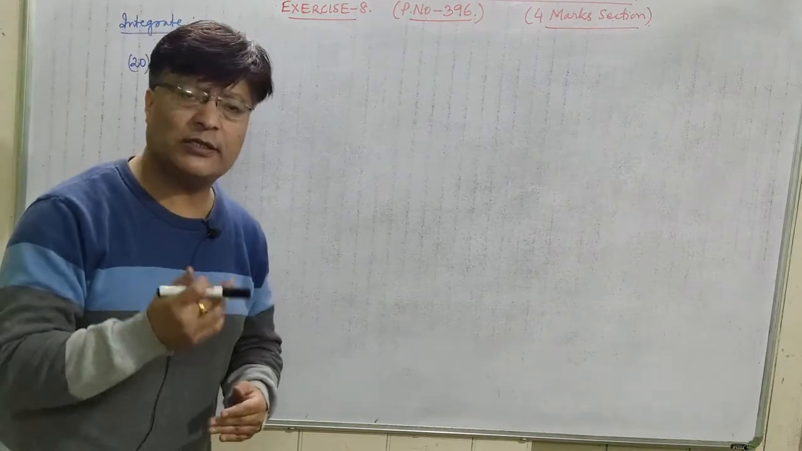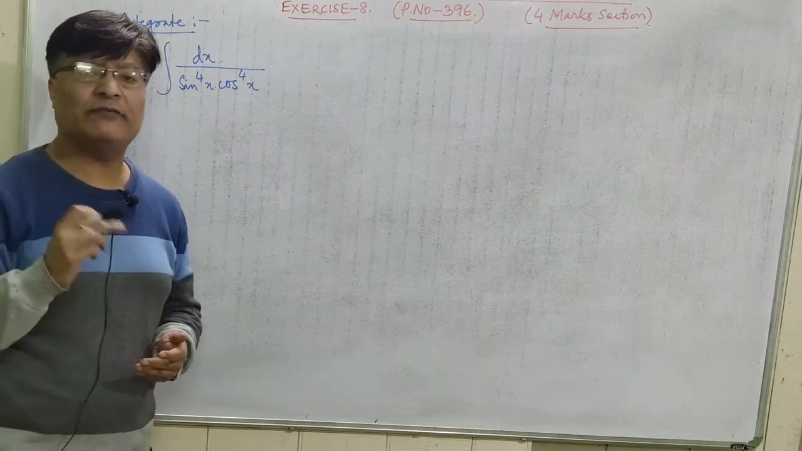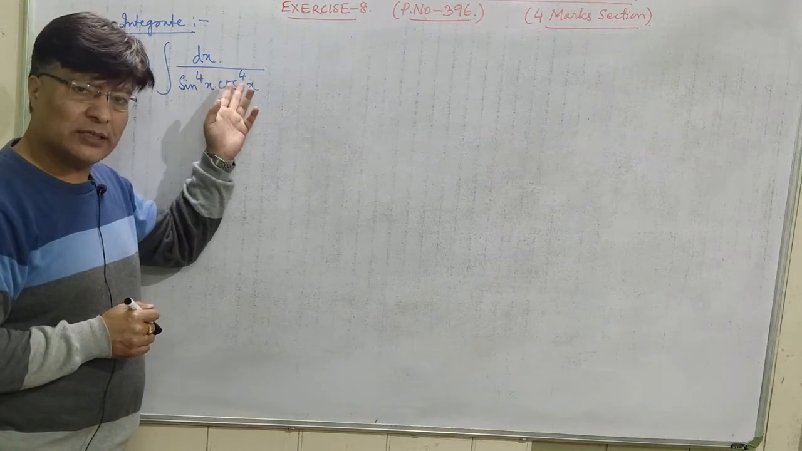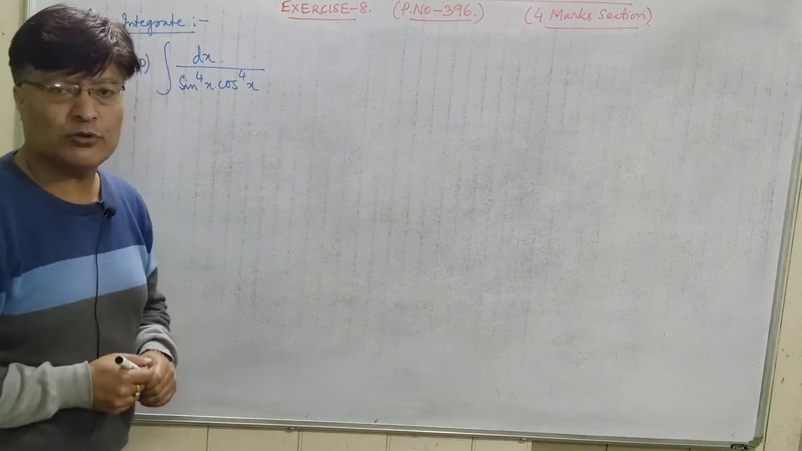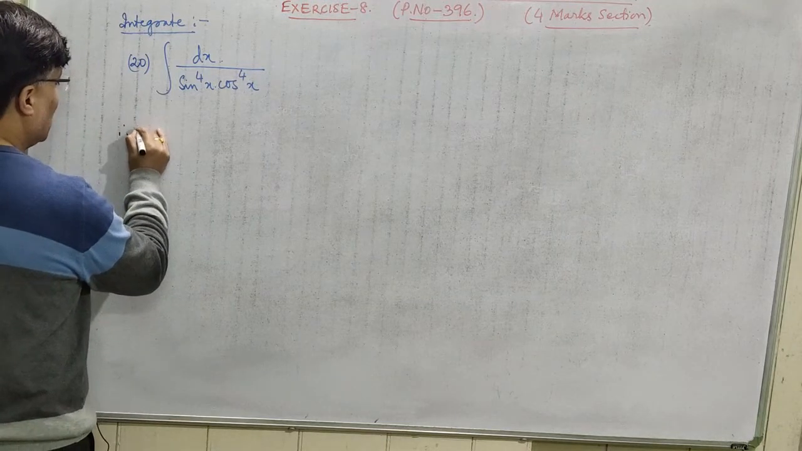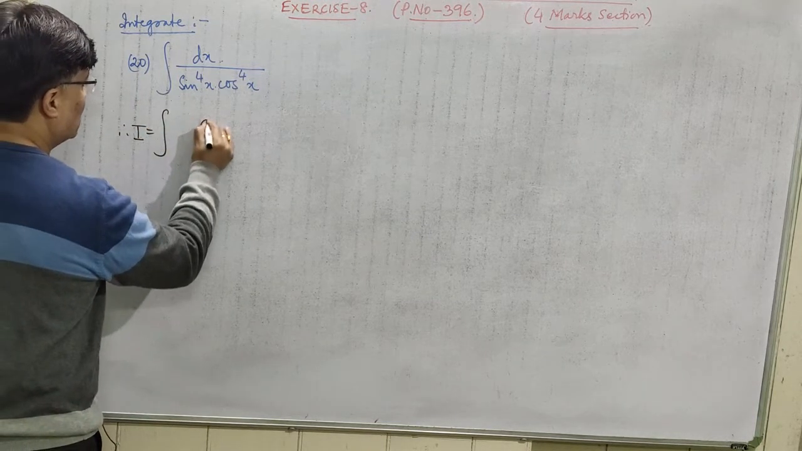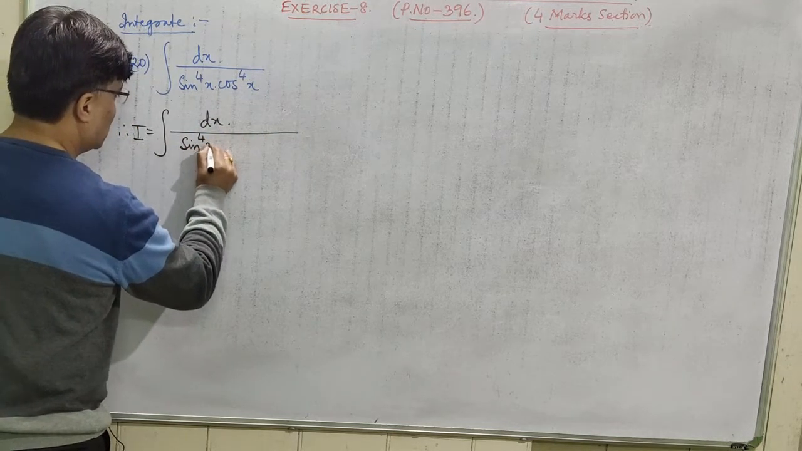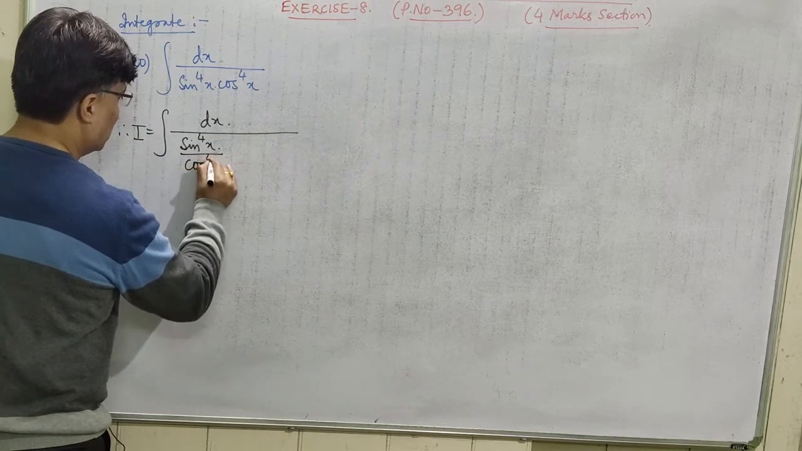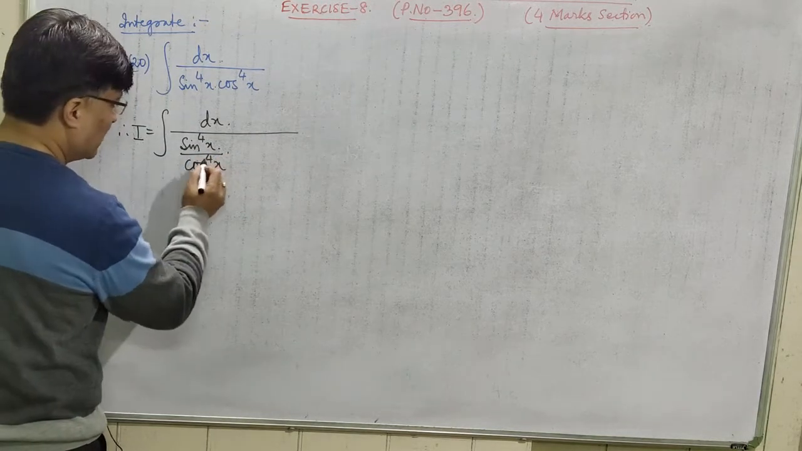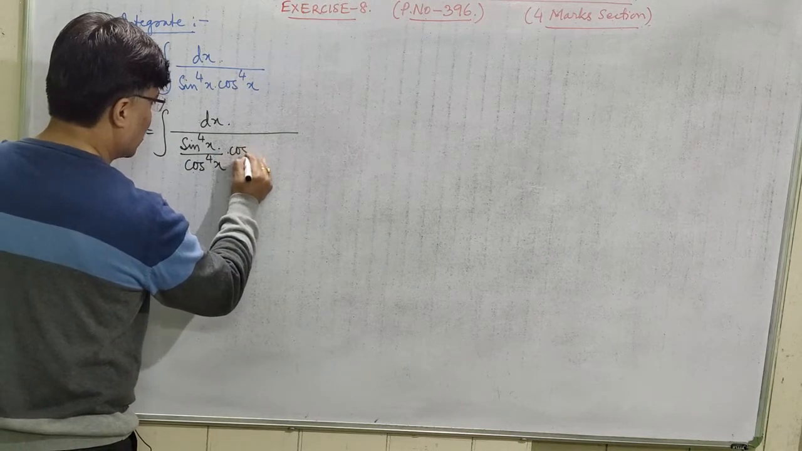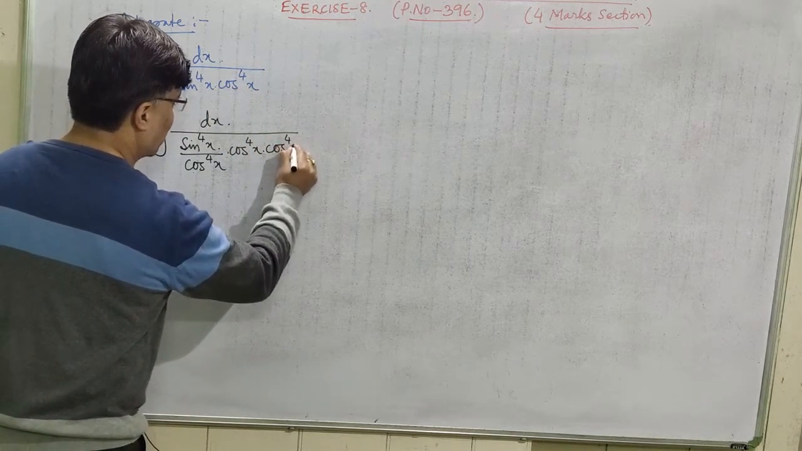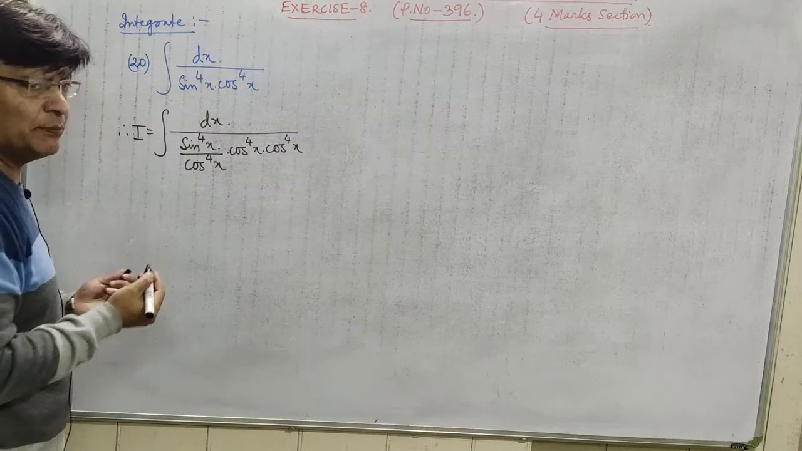So sine to the power 4x should be converted into tan. So in order to convert this sine to the power 4x in terms of tan, you have to divide it by cos to the power 4x. So this cos to the power 4x should be cancelled. This cos to the power 4x should also be multiplied by cos to the power 4x. Okay. So let us write here I is equal to integration of dx divided by sine to the power 4x divided by cos to the power 4x. We have divided by cos to the power 4x. This cos to the power 4x should be cancelled. So write cos to the power 4x into, again you have to write down this cos to the power 4x. So if you cancel this, you will get the same question.